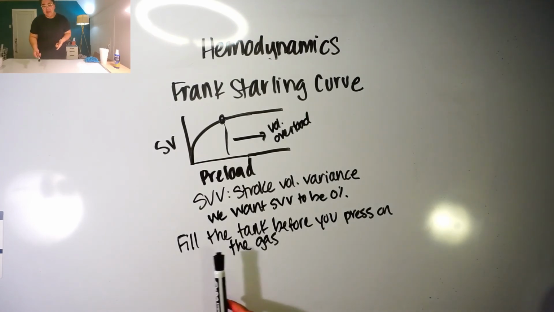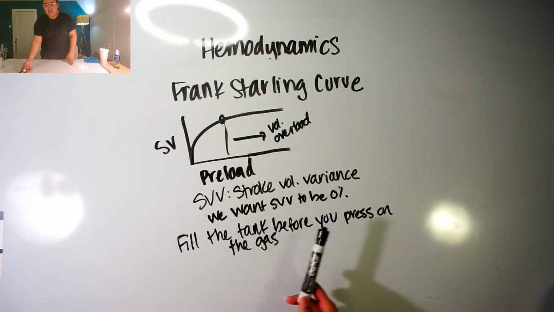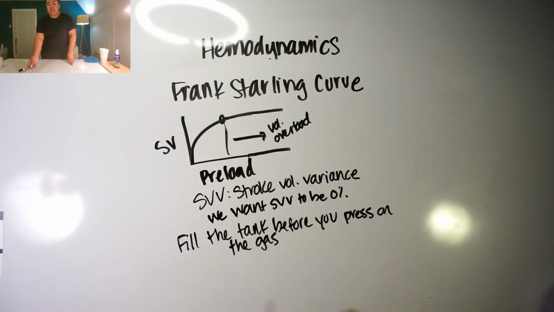The last thing I was talking about was you need to fill your tank before you press on the gas. You want to make sure that volume is not an issue here. If you are driving your car with an empty tank and you press on the gas, you're not pressing down on anything, so your car's not going to run. You always need to fill your tank, then you can press on your gas, meaning you want to make sure they're volume optimized, and then you can put them on pressors or inotropes, etc.